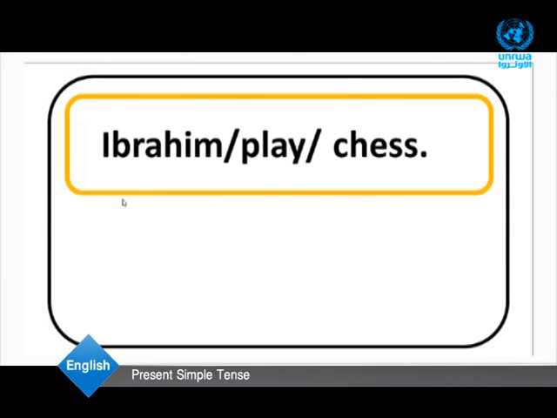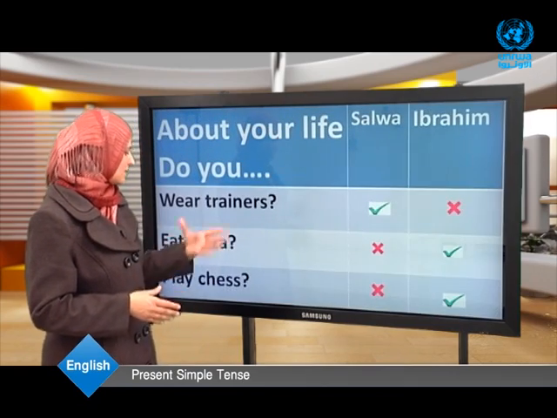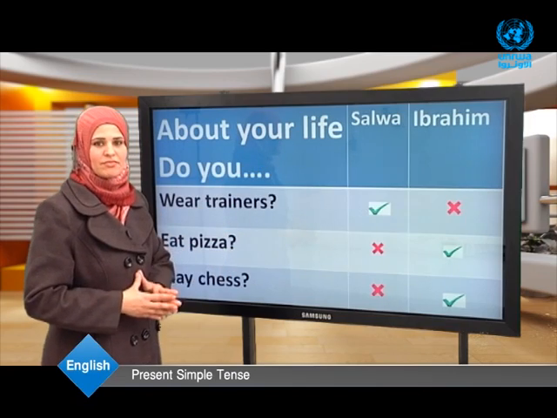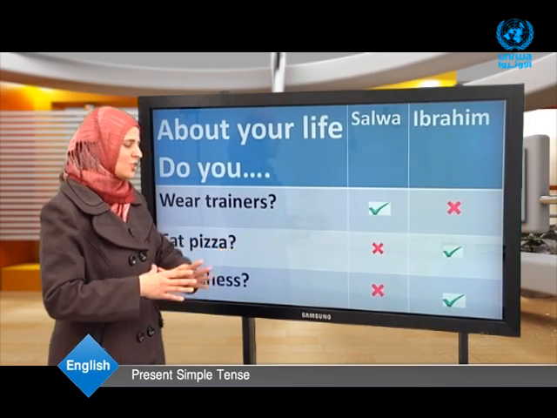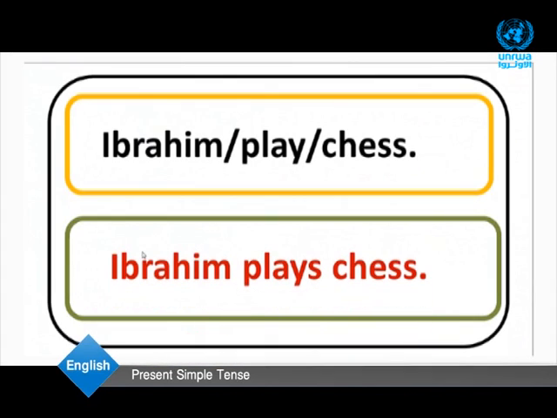Another one. Ibrahim played chess. Look at the table carefully. Yes, play chess and Ibrahim, and form a sentence. What is your sentence now? Very good, you are. The answer is Ibrahim plays chess.